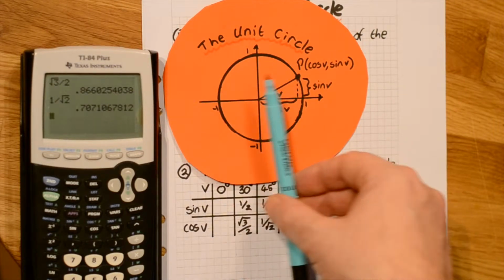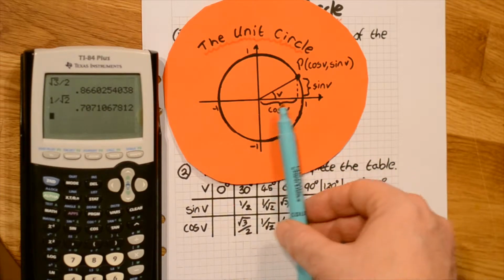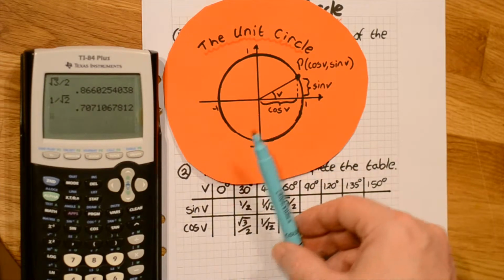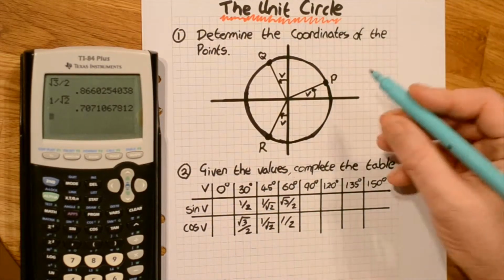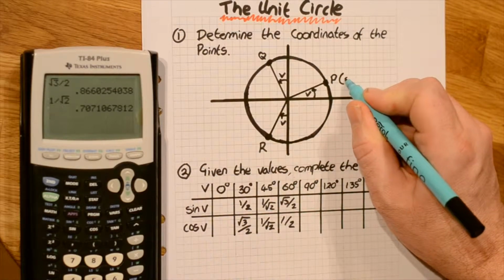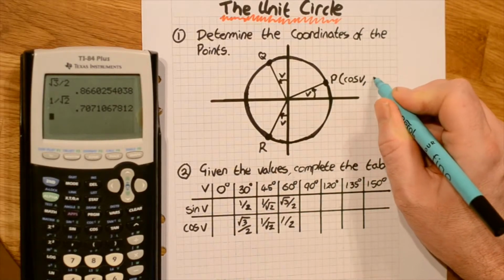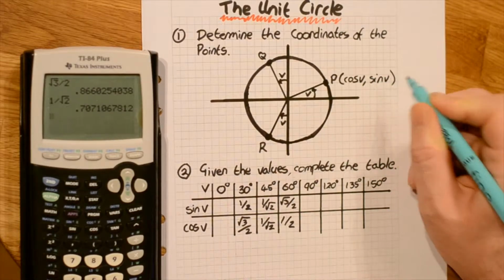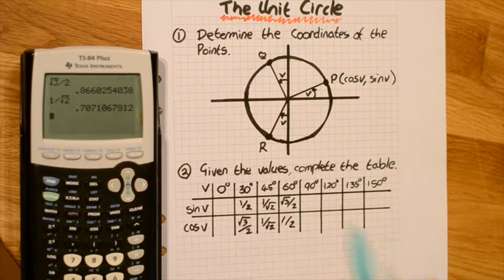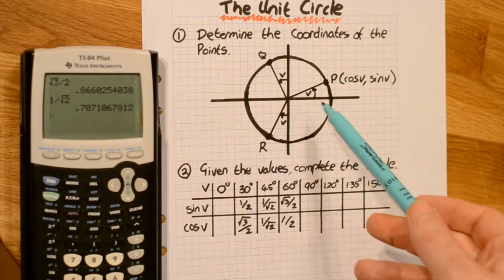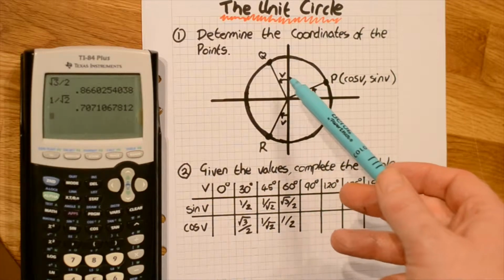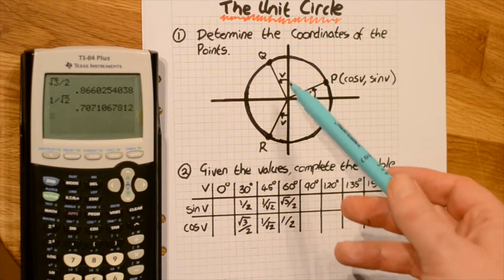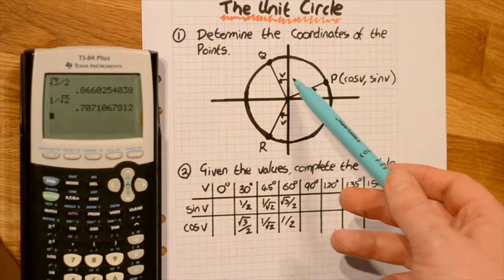For any marked angle V, the x coordinate is the cosine of the angle, and the y coordinate is the sine of the angle. So this one's quite easy. This one is cosine V, sine V. The angle here, Q, can be expressed in several ways. The angle here, Q, is the angle 90 degrees plus V. So this angle can be expressed as 90 plus V.